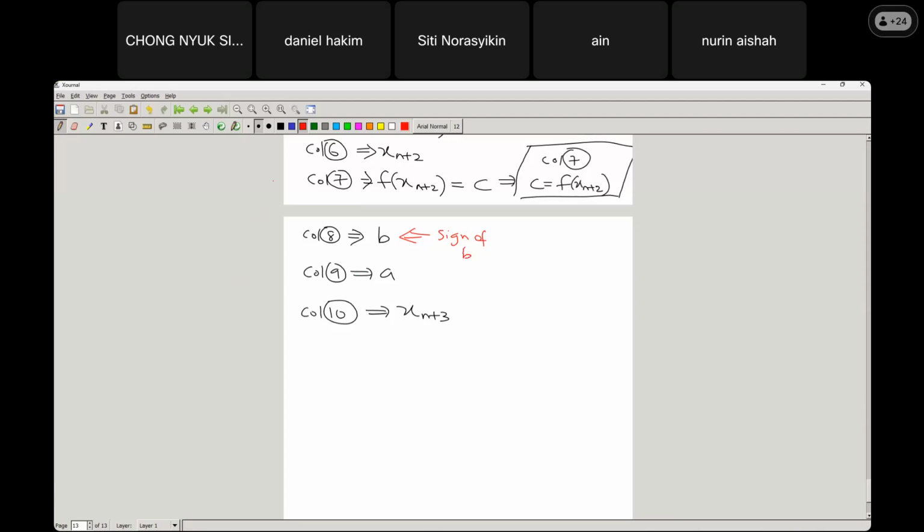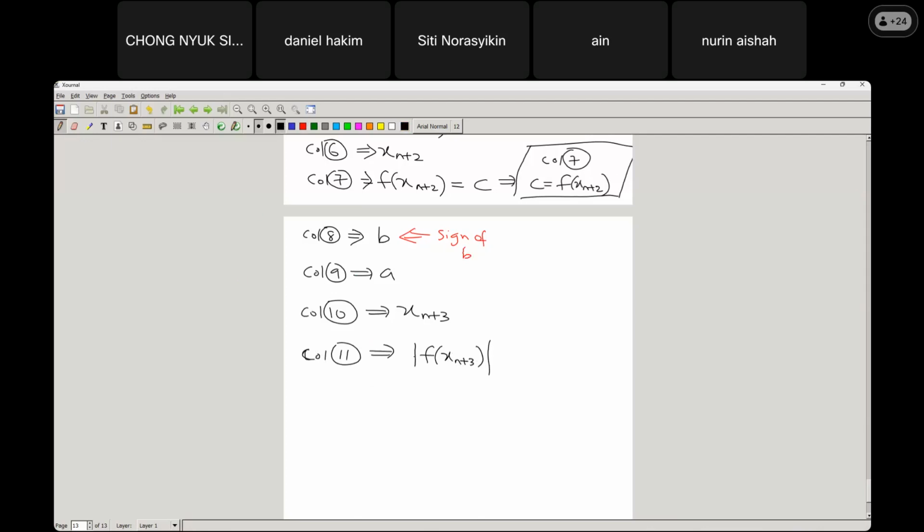Now, let us proceed with column 11. That is a stopping criteria. Okay, column 11, you need to check what is the absolute f(x_{n+3}) value. Okay, is it a positive or is it a negative?